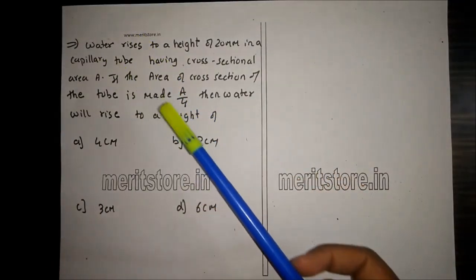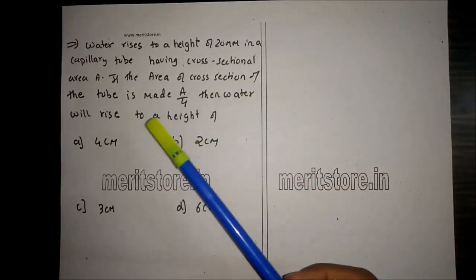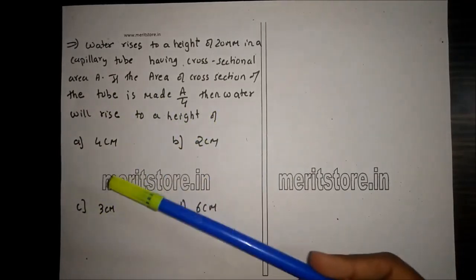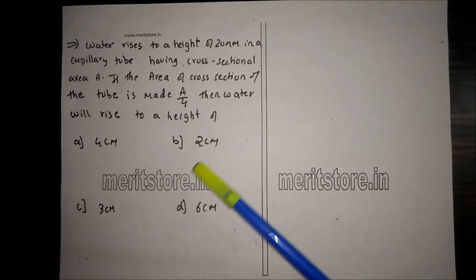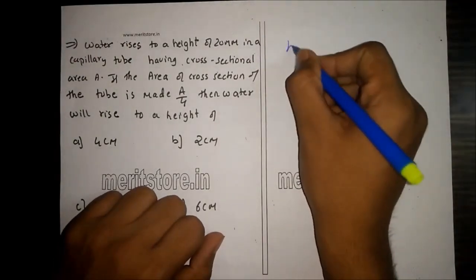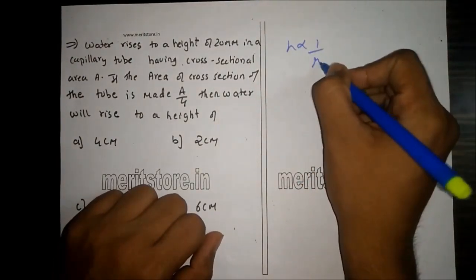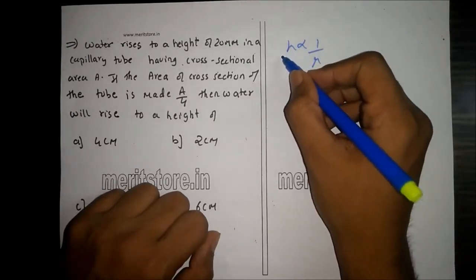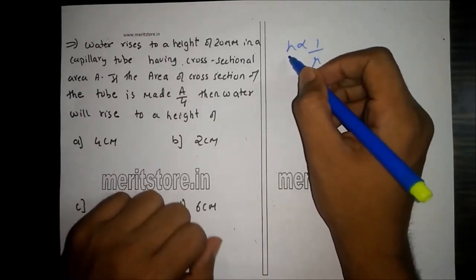Water rises to a height of 20 millimeter in a capillary tube having cross-sectional area A. If the area of the cross-section of the tube is made A by 4, then water will rise to a height of 4 centimeter, 2 centimeter, 3 centimeter and 6 centimeter. Now h is inversely proportional to r. Therefore, we need to find the value of r in order to find how much the height will rise.